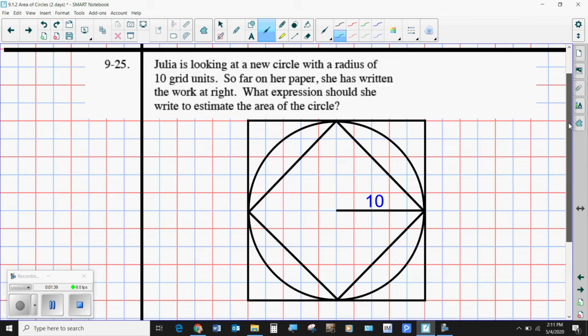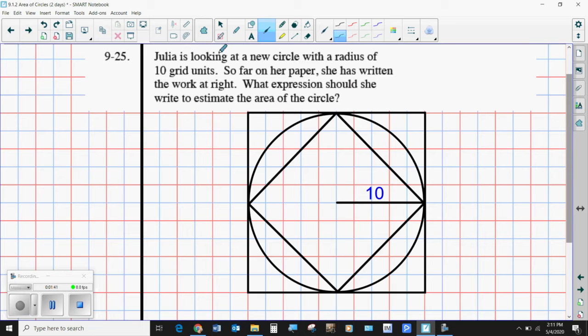Let's take a time to pause. It says Julia's looking at a new circle with a radius of 10 grid units. So there we go. Here's the circle and the radius. There's the center point, and so that's about 10 units. So far on her paper, she has written the work at the right. So what expression should she write to estimate the area of the circle?